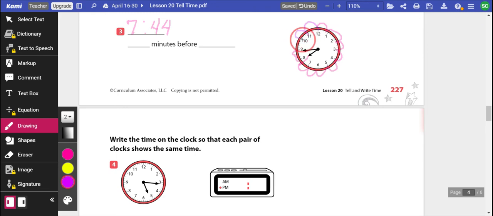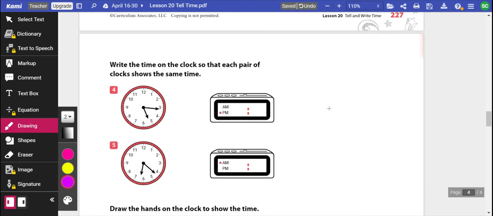5, 10, 15, 16. So it's 7:44, or 16 minutes before 8 o'clock. Okay? All right, let's look at the back on 228.